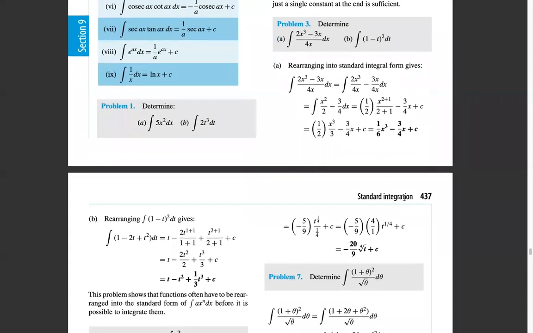Problem 3 shows that for these types of problems, what you could do is divide each term in the numerator by the denominator. So you see they divide it here, and then they get 2 fractions to simplify, and then they just apply the rules. So the integral of x squared over 2 with respect to x, the 2 increments by 1 to give 3, and you divide by 3, so you get x cubed over 6. Similarly, the integral of 3/4 is 3/4 x, or 3x over 4, as you see here.